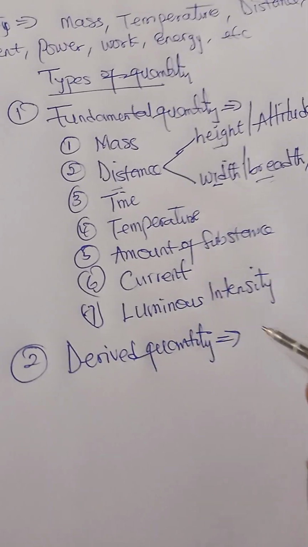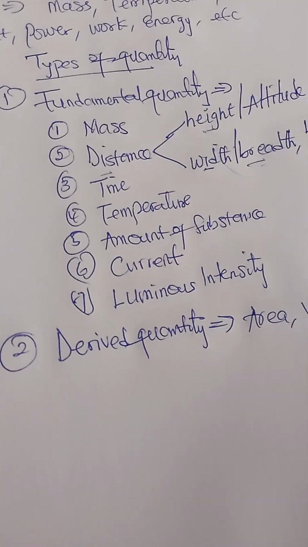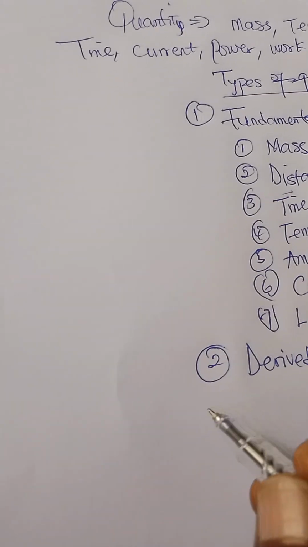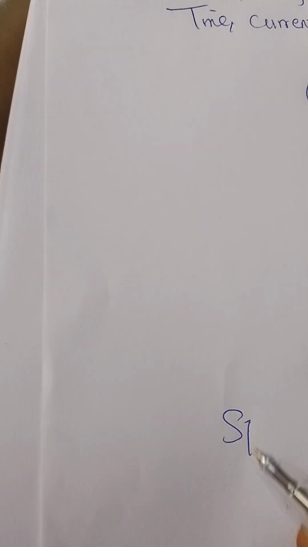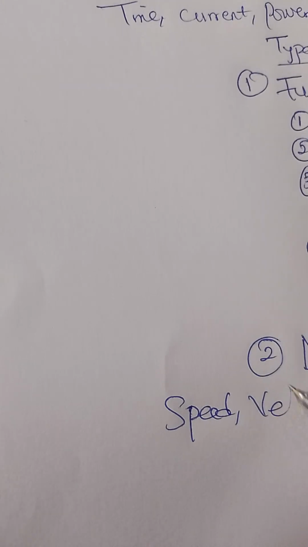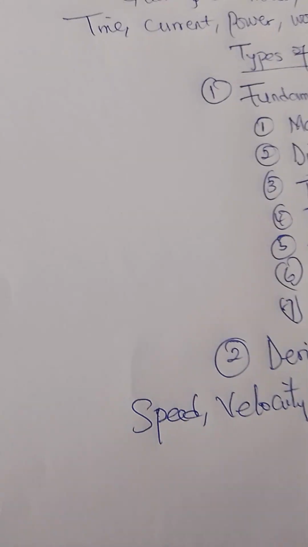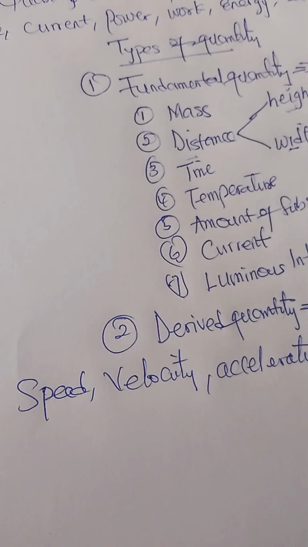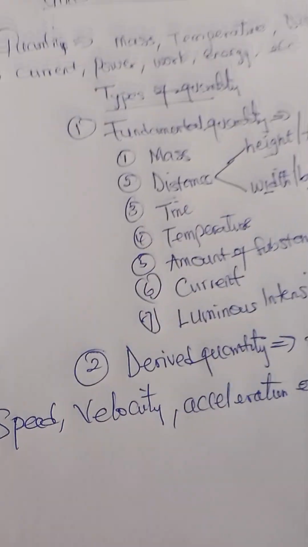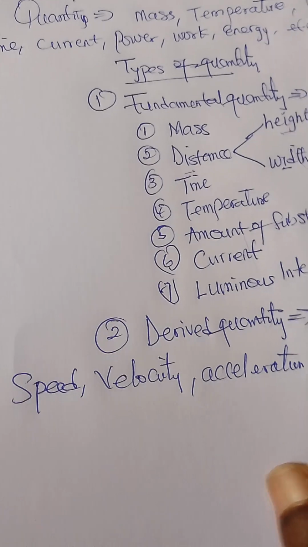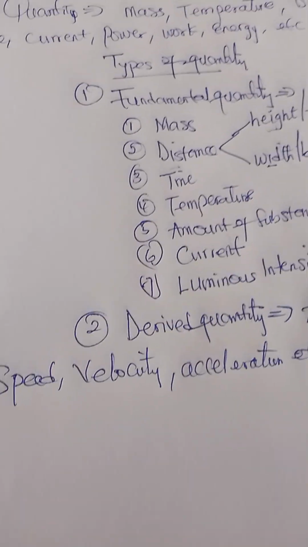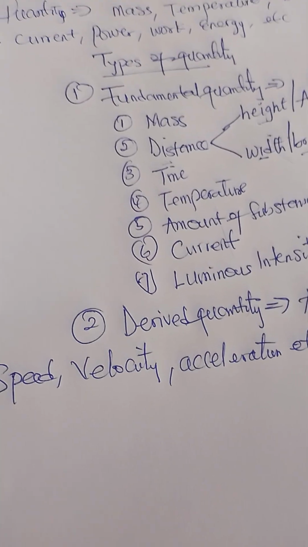Examples of such quantities are area, volume, speed, velocity, acceleration, etc. Any quantity you do not see among these 7 is a derived quantity. So that is derived quantity. You get a derived quantity by combining 2 or more fundamental quantities.